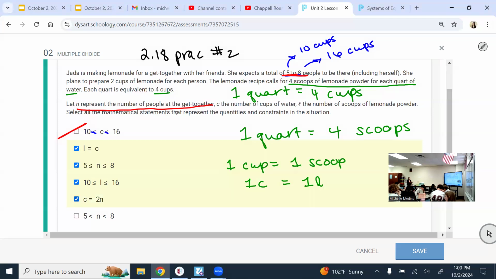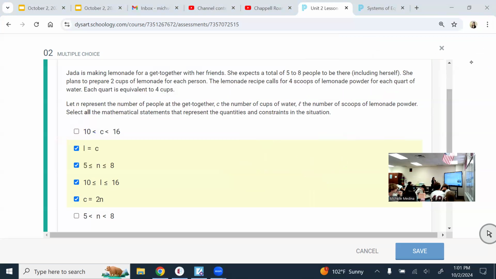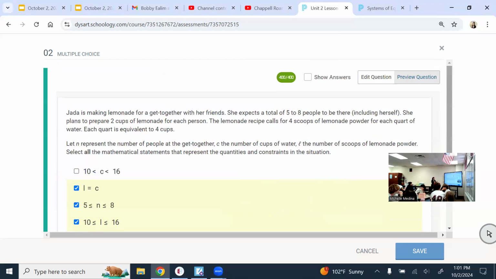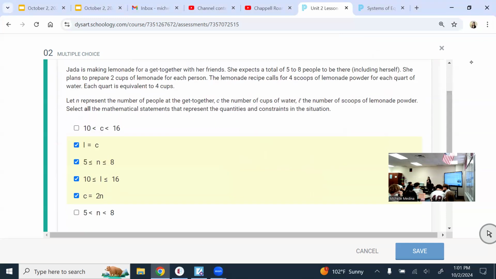All right, lastly, this one looks really similar to that one. Do we want to click that one as well? No, because it doesn't have the little lines. That one says that it's between 5 and 8 people, not including the 5 and 8. So I'm going to go with those 4 as the answers. Let's see if the key is right. And it is. So yours could be shuffled.